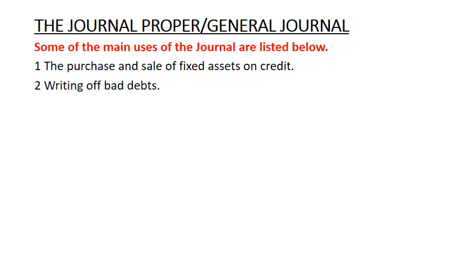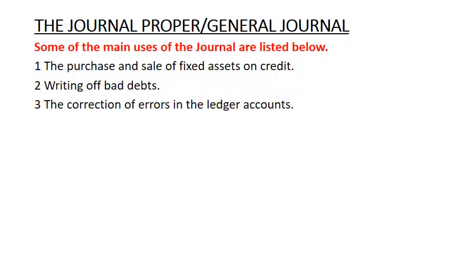Also, bad debts, like I said, are going to be recorded in the journal proper or general journal. Also, the correction of errors in the ledger accounts. So if an accountant has made mistakes, those mistakes must be corrected using the journal proper.